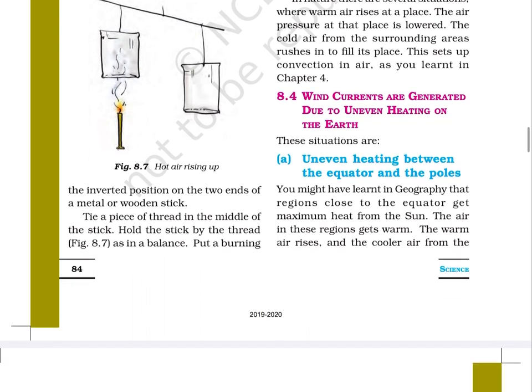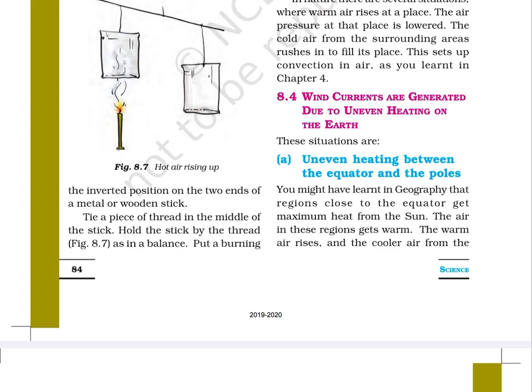8.4. Wind currents are generated due to uneven heating of the Earth. These situations are: A. Uneven heating between the equator and the poles. You might have learned in geography that regions close to the equator get maximum heat from the sun. The air in these regions gets warm. The warm air rises and the cooler air from the regions in the 0 to 30 degrees latitude belt on either side of the equator moves in.